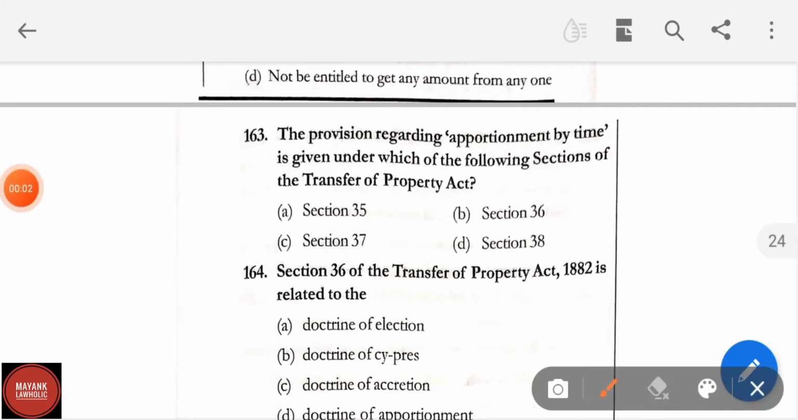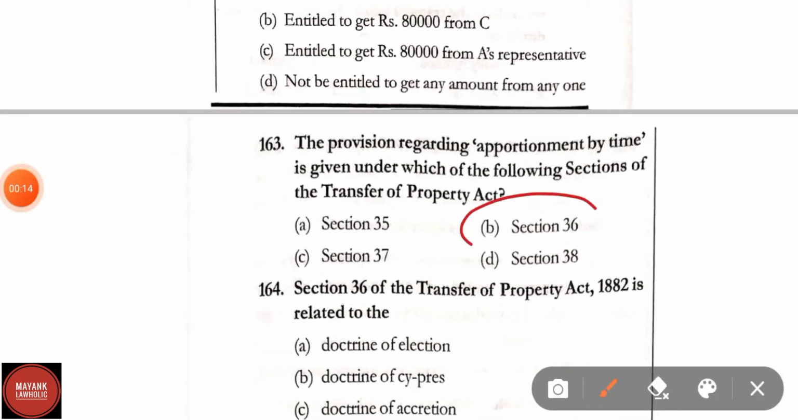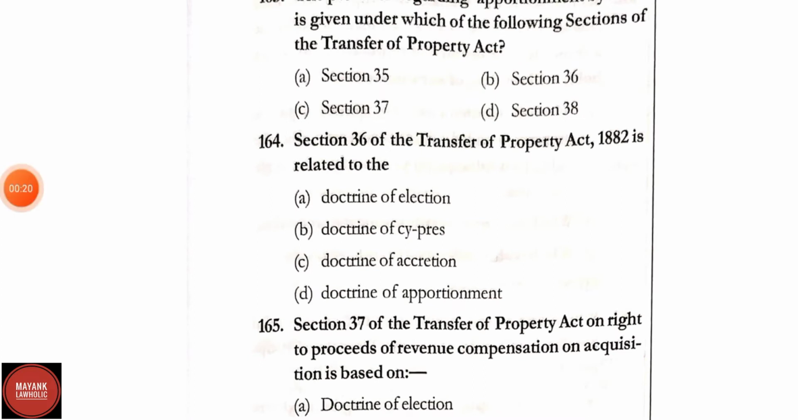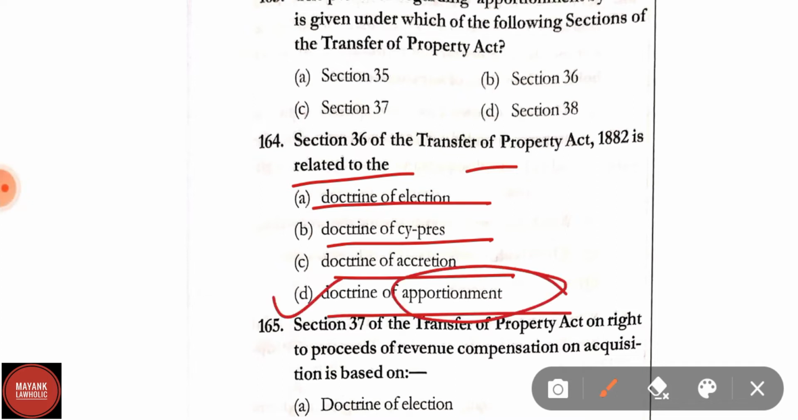Question number 163. The provisions regarding apportionment by time is given under which of the following sections of TPA? Options are section 35, section 36, section 37, section 38. Here correct answer is option B, that is section 36. Section 36 of the TPA is related to the doctrine of election, doctrine of surplus, doctrine of acceleration, doctrine of apportionment. Correct answer is option D, that is doctrine of apportionment.